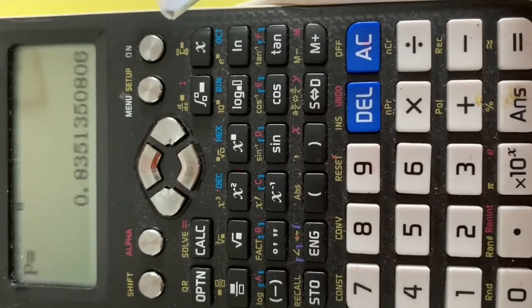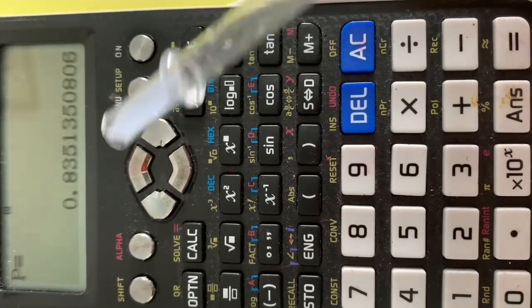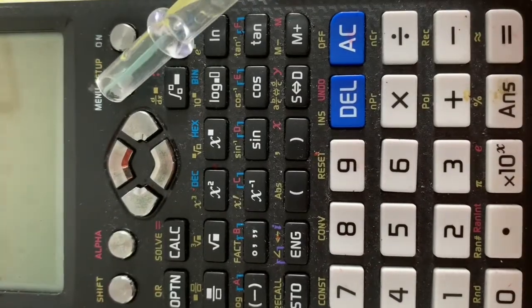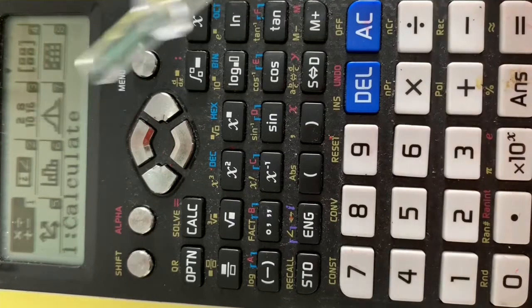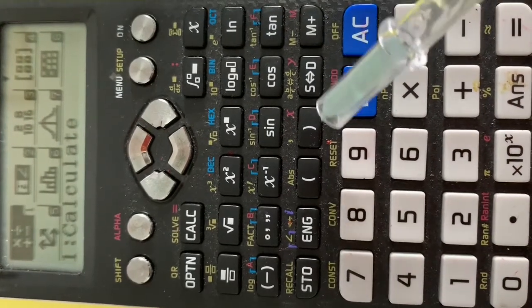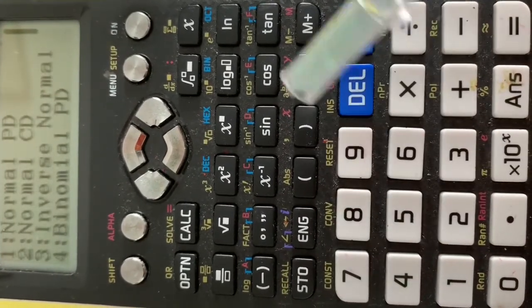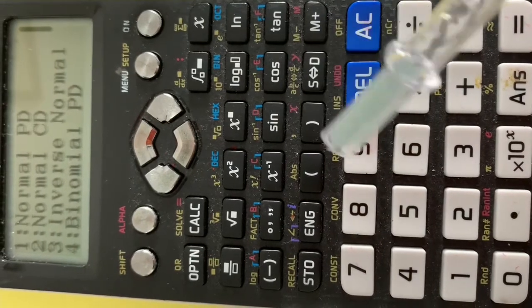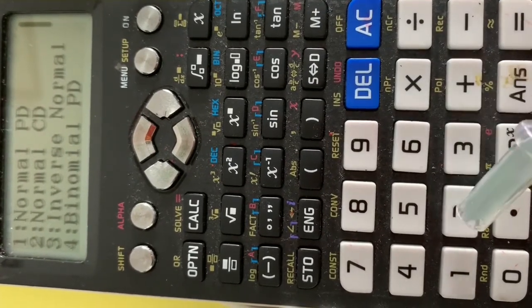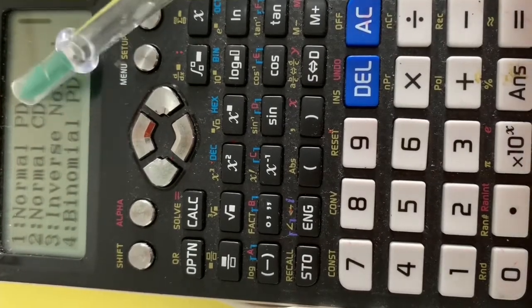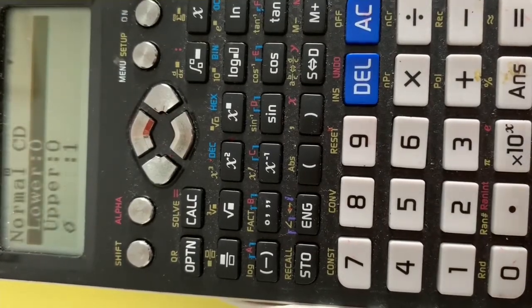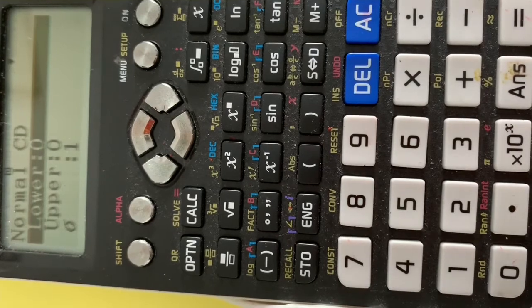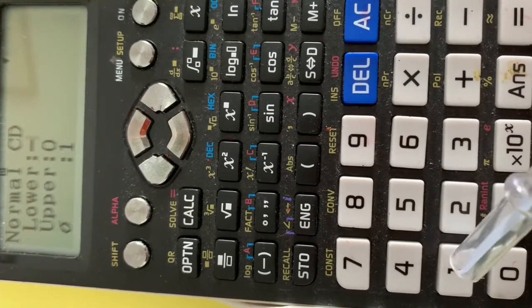Alright, next we will do the next question. Now we will start again. Go to setup, go to bell shape, and then we choose number 7, then we choose number 2 for normal CD. Then we key in the lower, which is -1.3.